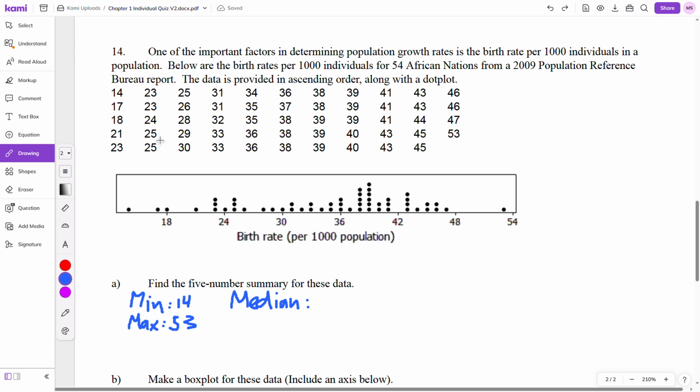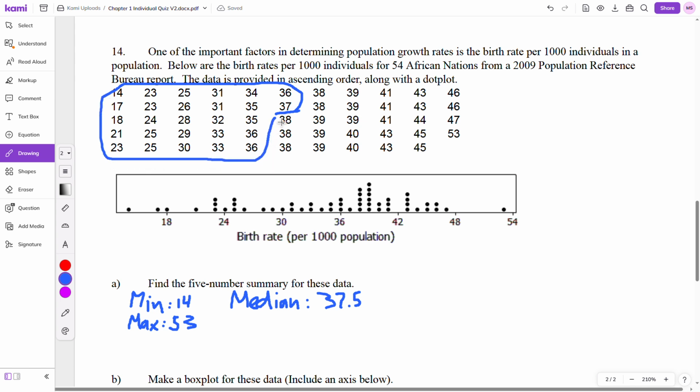So 5, 10, 15, 20, 25, 26, 27. And so the median is in between 37 and 38. So the median is 37.5. And this now gives me 2 equal sets of 27 numbers.